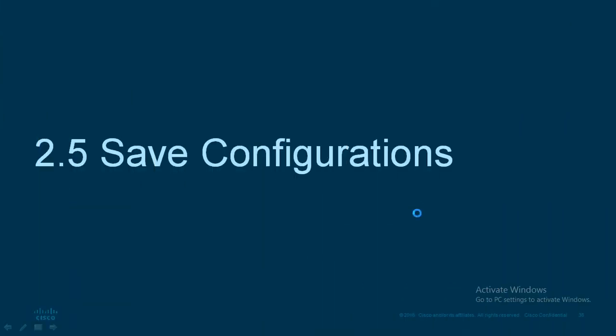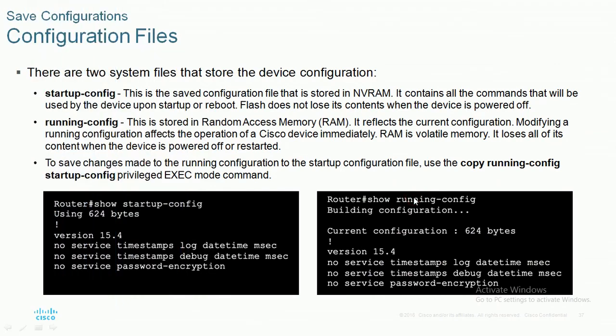Save configuration. See, everything we have done, passwords we configured, security we configured, everything encrypted, IP address configured. Now how to save all these configurations into your IOS memory. There is a memory inside the switch. Okay, so for that there are two system files that store the device configuration. One is startup configuration, another one is running configuration. Startup configuration is stored inside the non-volatile RAM. It is not erasable. Running configuration is stored inside the RAM. So whatever we are doing initially is stored in the RAM, and whenever power loss occurs, everything stored in the RAM will be erased.